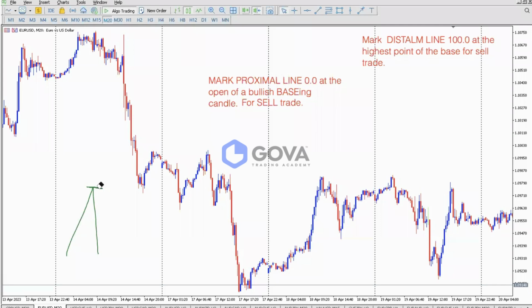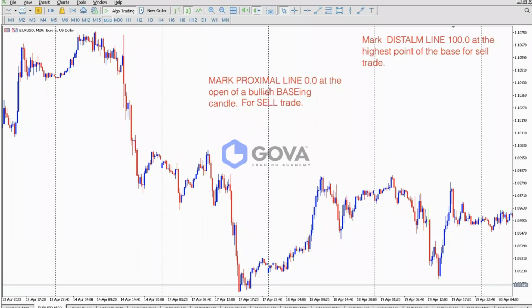So whether that area has wicks or not, you must mark the wicks. You must mark the wicks for a distal line, because the wicks are also part of the formation. So you must mark it. The only time you shouldn't mark the wicks is when you are marking the proximal line.